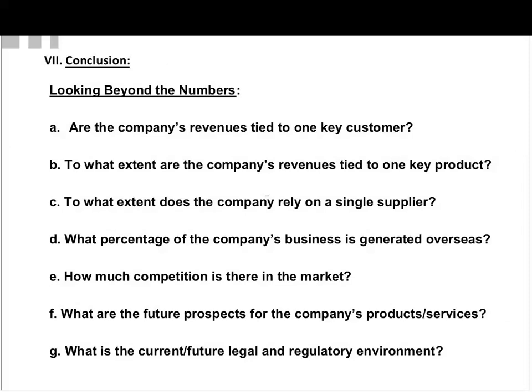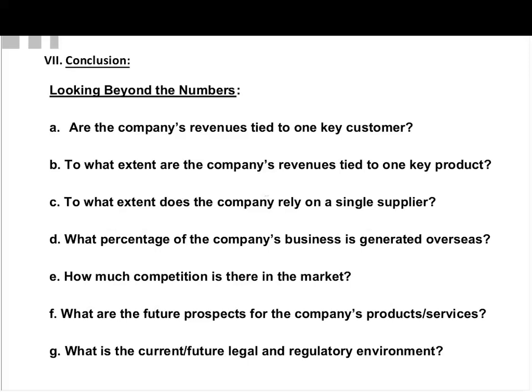This last little model here on page number 35 is simply some thought beyond the typical financial statement analysis. For example, under A, what if the company you're analyzing only has one key customer? Wow, there's risk beyond the numbers. Under Part B, one key product. Under Part C, you can see to the far right, one single supplier. What about Part D, overseas sales, business?